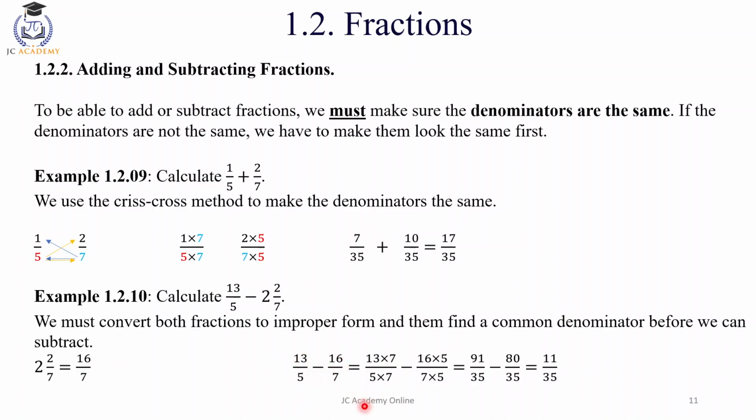So now we can use the crisscross method. We have 7 times 13, 7 times 5, and we have 5 times 16, 5 times 7. So we have 35 at the bottom, and at the top we have 91 minus, which is the original operator, 80, which is equal to 11 over 35. And it's in its simplest form. We can't simplify it any further. Okay?